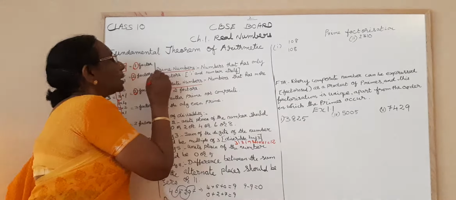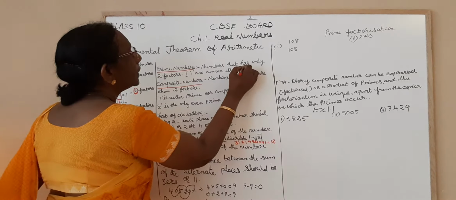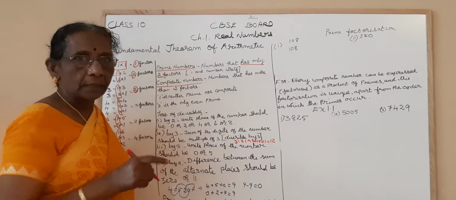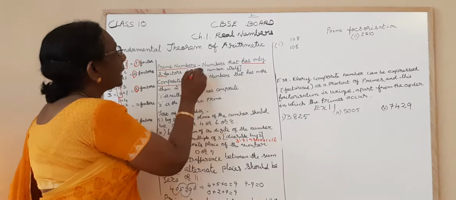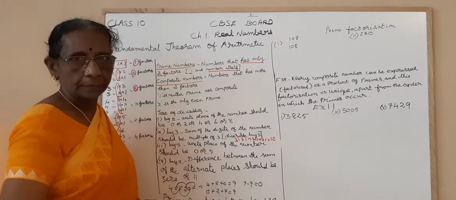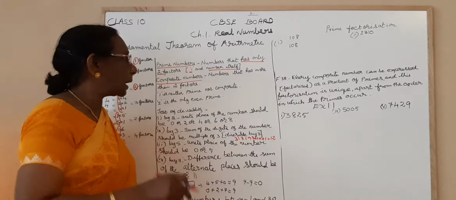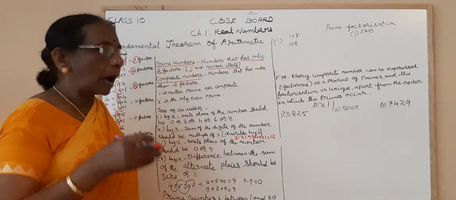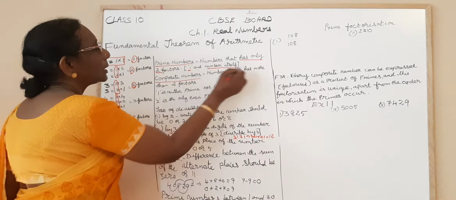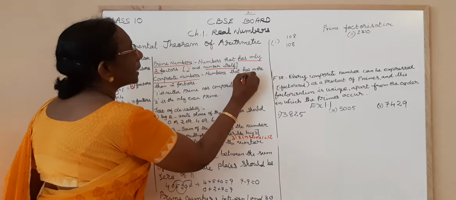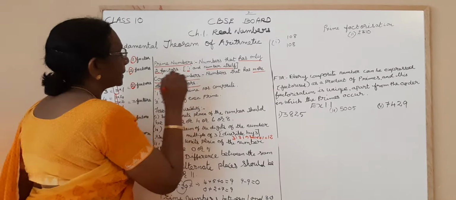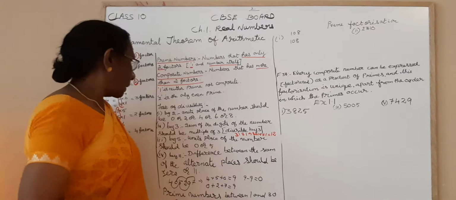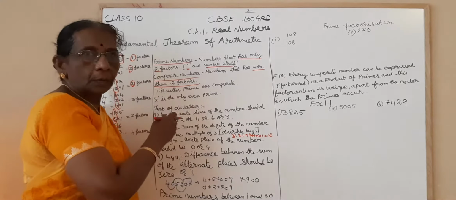So what you understood? Prime numbers have only 2 factors. What are they? 1 and the number itself. The numbers which have only 1 and the number itself as factors are called prime numbers. The other numbers which have more than 2 factors are called composite numbers. Okay, have you understood what are primes and composites?